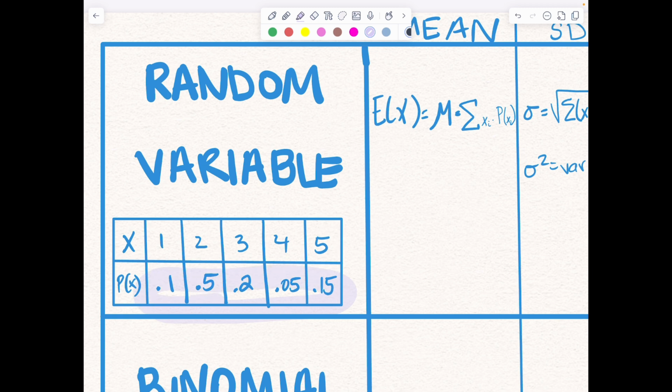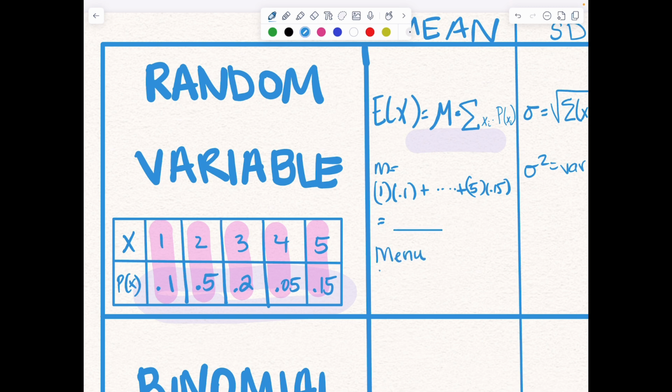The formula, which is on your formula chart, is going to be each of these plus each of these. You multiply each of the things that I highlighted in pink times each of these. So this would be 1 times 0.1 plus 2 times 0.5 plus 3 and so forth. On the test, you would write the mean is equal to 1 times 0.1 plus 2 times 0.5, 3 times 0.2, and so forth, all the way to 5 times 0.15 to show that you're doing that, and then you'd put equals the answer. Now, the way you do it on your calculator is from a spreadsheet.